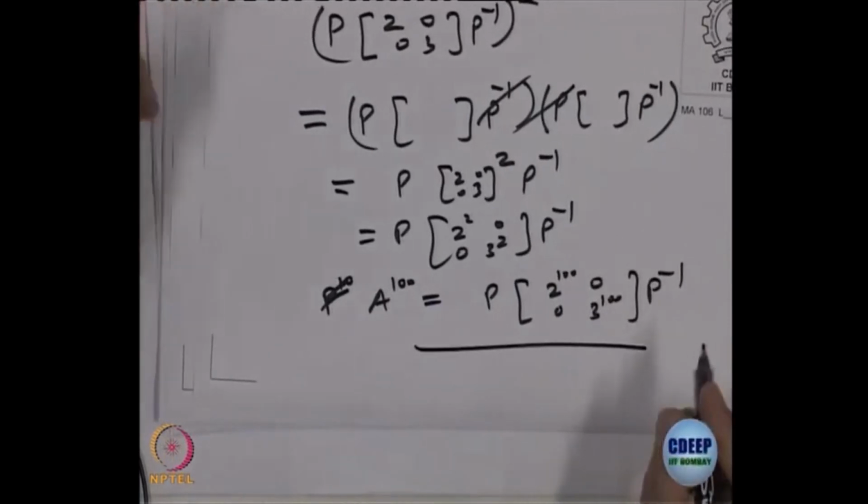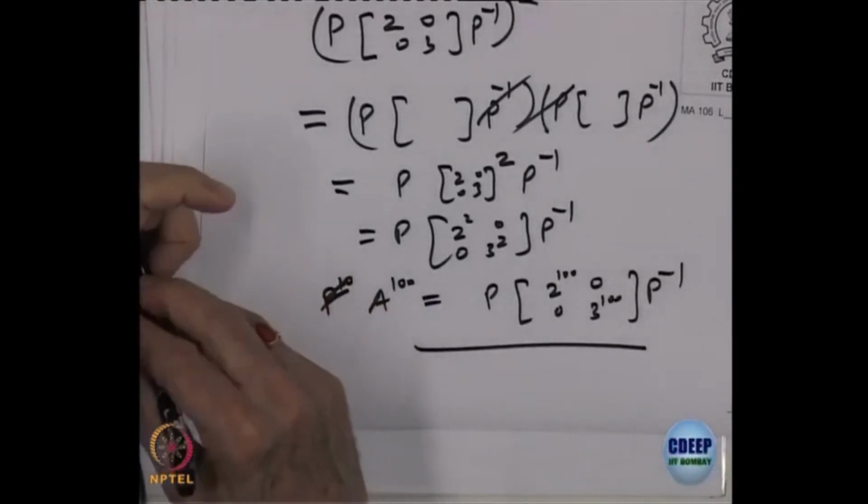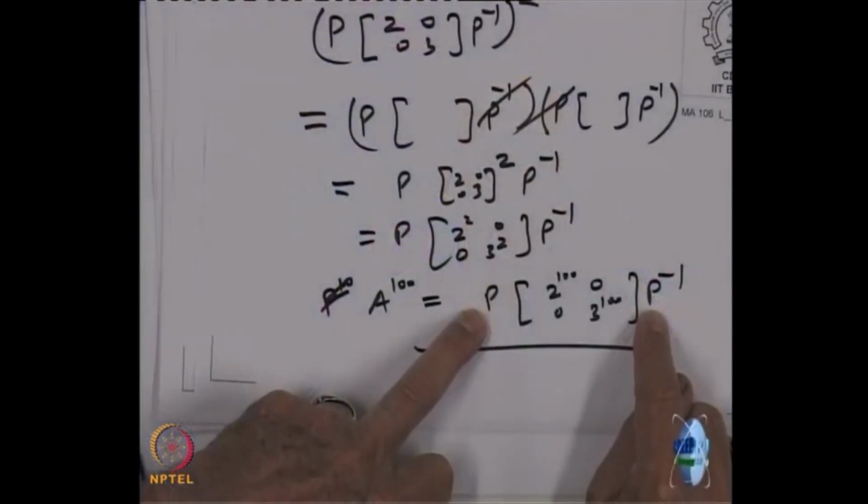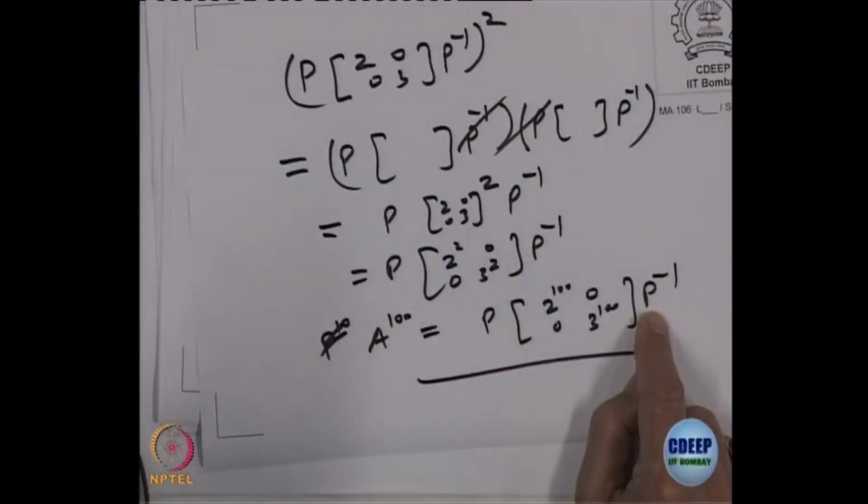The computation of the powers of a matrix becomes very easy, because on the right hand side there is a diagonal matrix, for which powers are very easy to compute. I only have to find out what P and P inverse are, actually only one matrix and its inverse. Such a result is what is called diagonalizability of a matrix A.